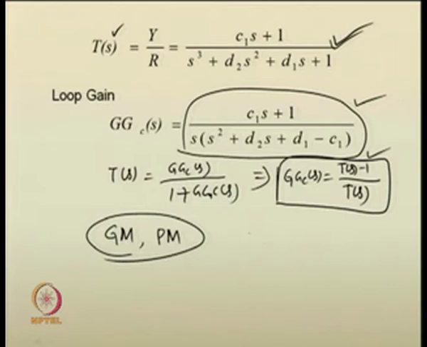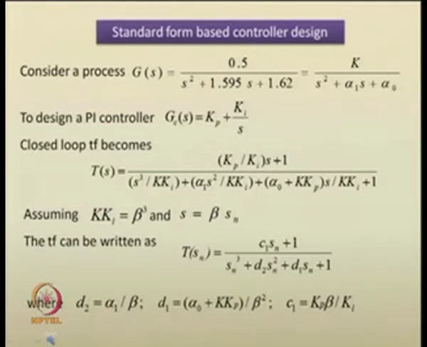So, when the set of C1, D2 and D1, which are optimum as far as the third order standard transfer function is concerned, are put in this expression and the gain and phase margins are found, definitely one will get very satisfactory phase and gain margins. Let us go to the simulation study, where we will make use of the standard form based controller design.